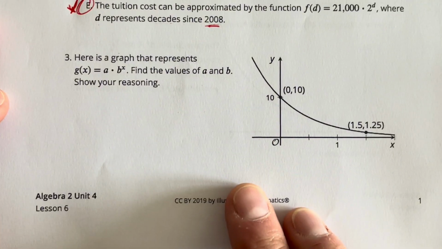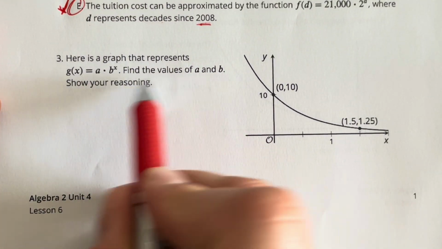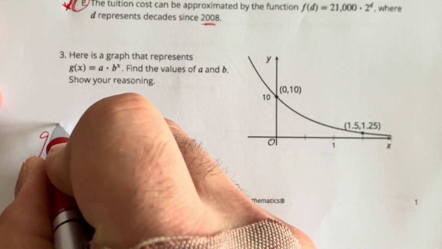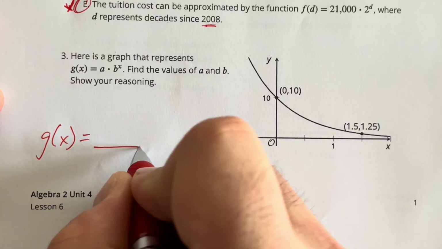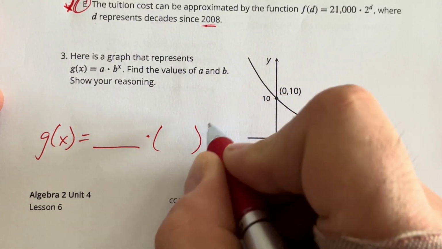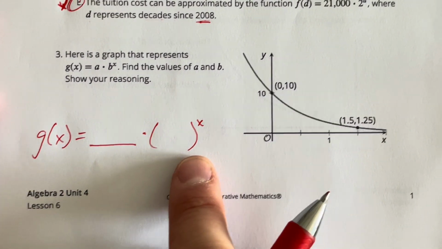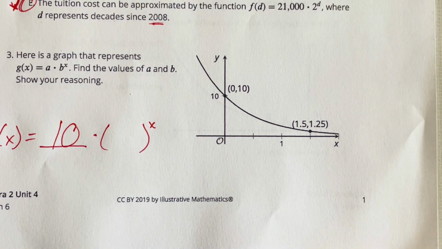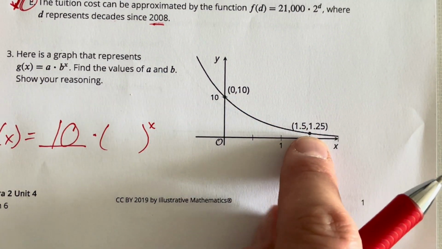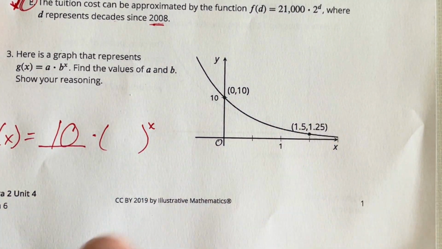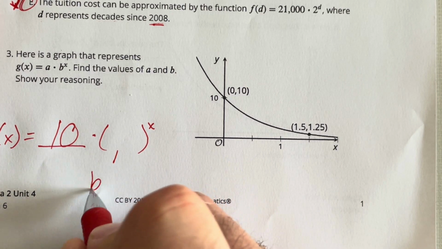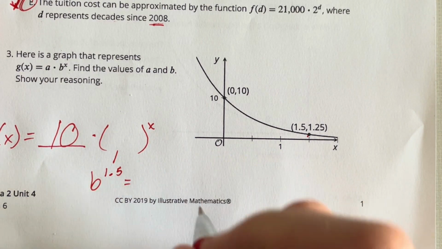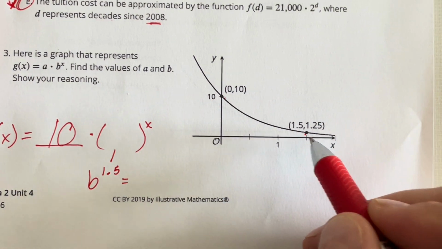All right, last one. Okay, here's a graph that represents it. Find the values of A and B. We want to get that G of X equals something times something to the power of some power. So we look at this and we say, all right, it starts off with 10. That's easy. We can see that. And then in 1.5, whatever this B value is, if we raise it to 1.5, the amount of time, what's the factor that it decays by?